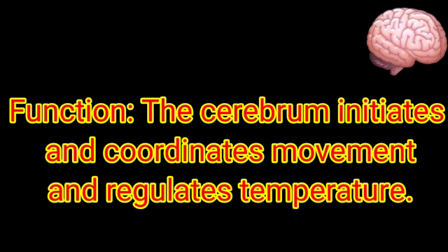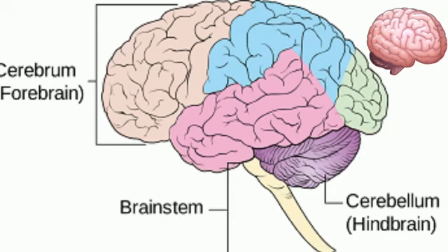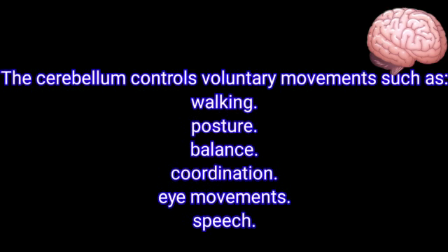The cerebrum initiates and coordinates movement and regulates temperature. Cerebellum. The cerebellum controls voluntary movements such as walking, posture, balance, coordination, eye movements, speech.